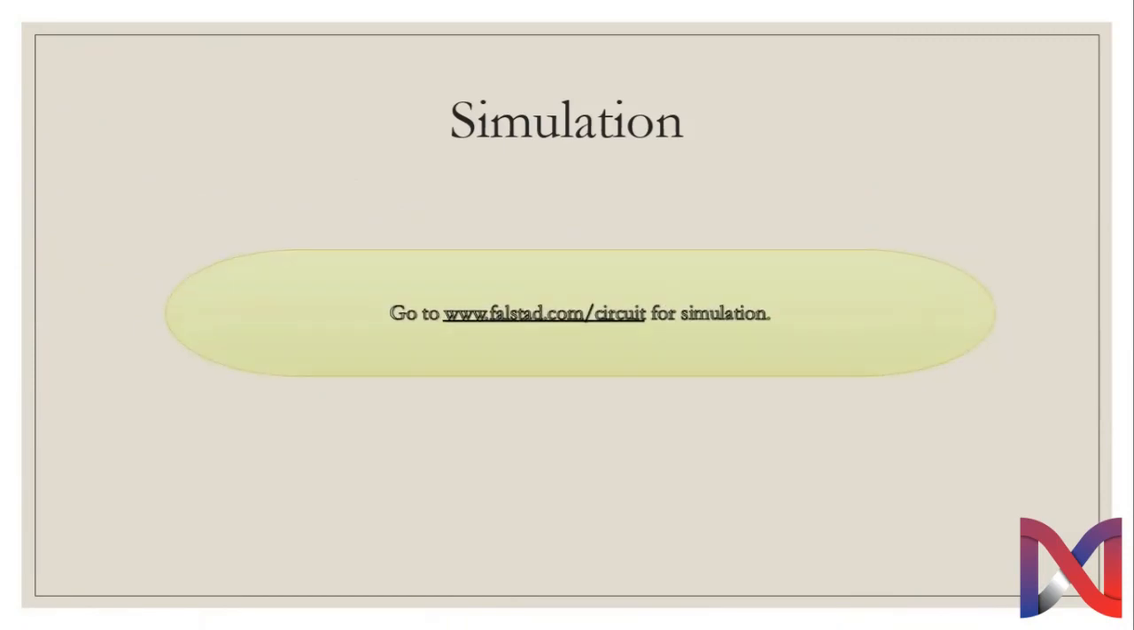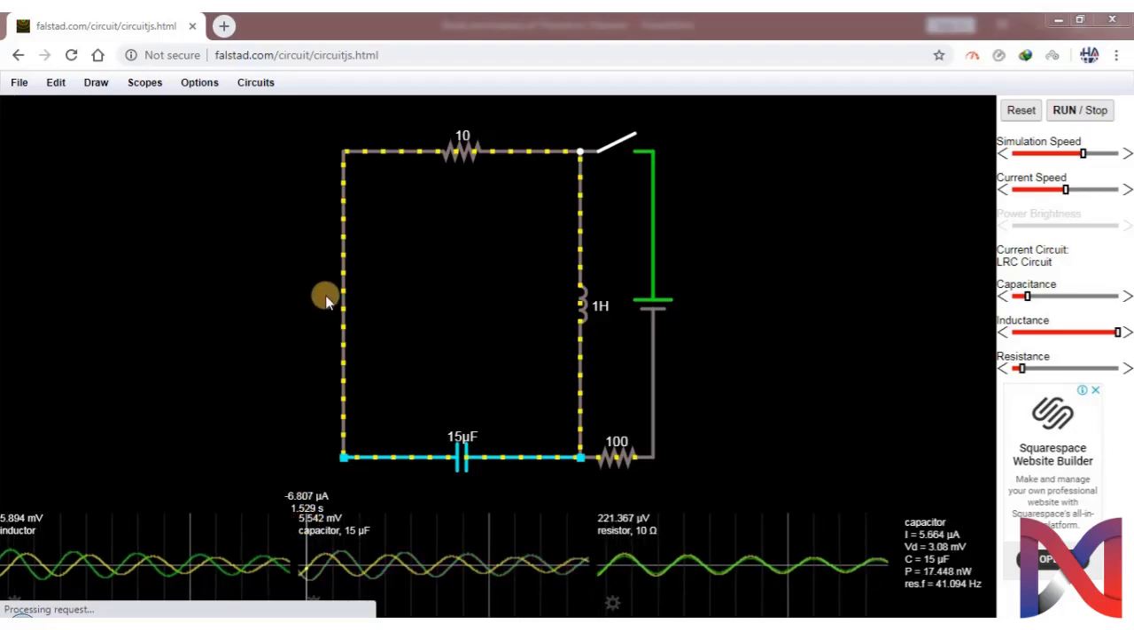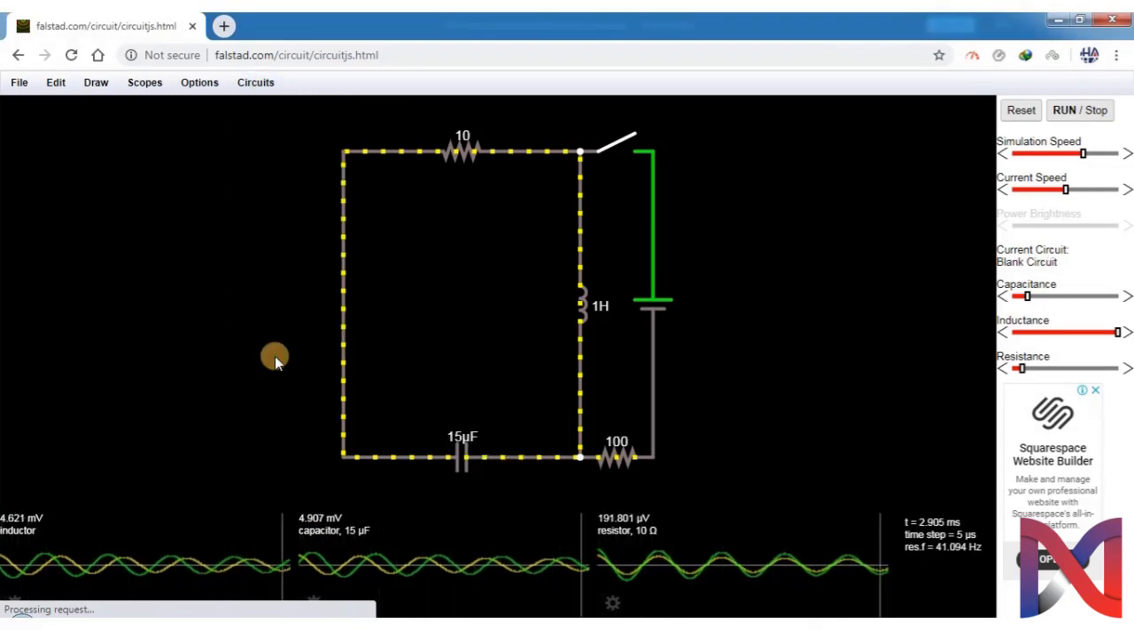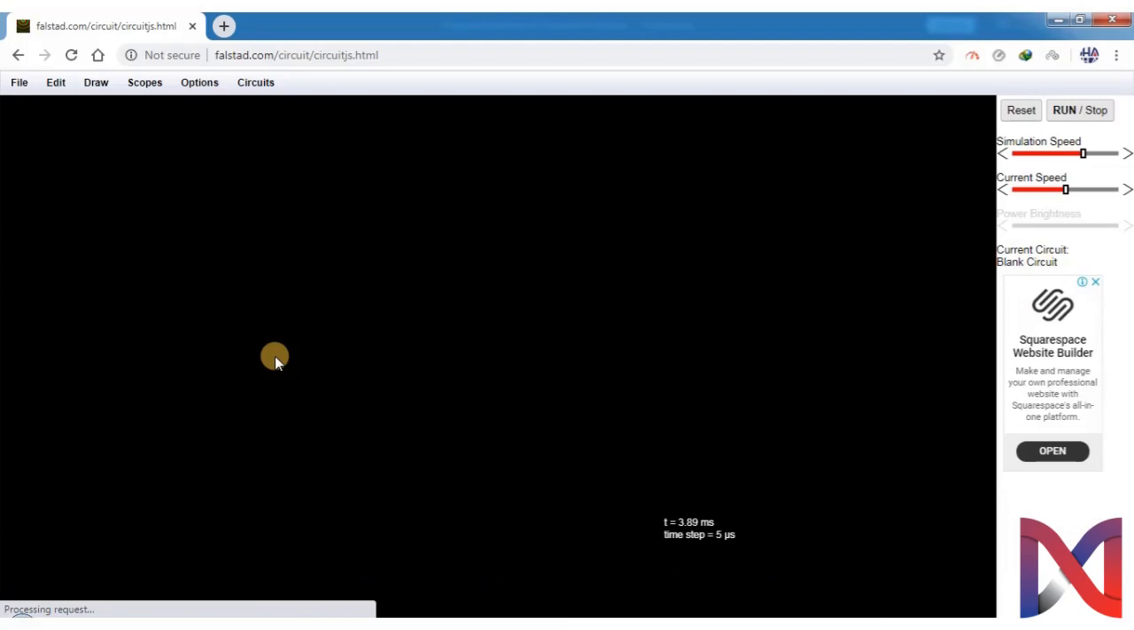Let's now proceed to our simulation. We will go to the Falstad simulator. However, you are required to remember all steps because we will perform the simulation stepwise. Let's go to Falstad. Here we are in our Falstad simulator. We will first clear the screen. Now we will start building up our circuit.